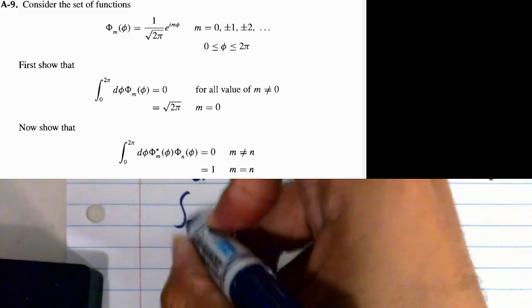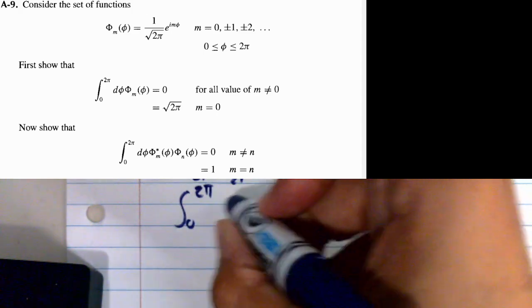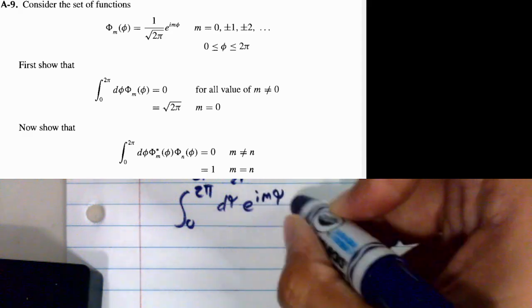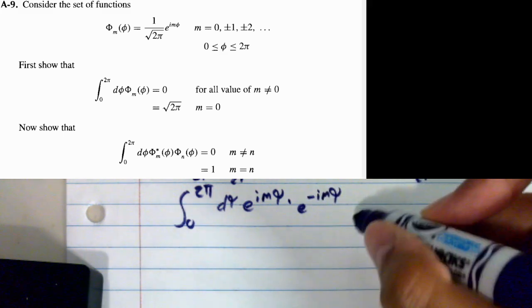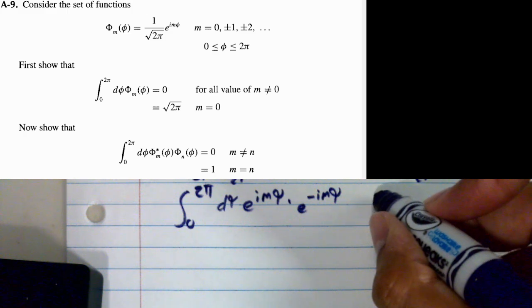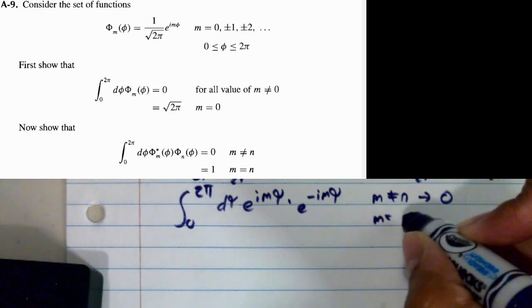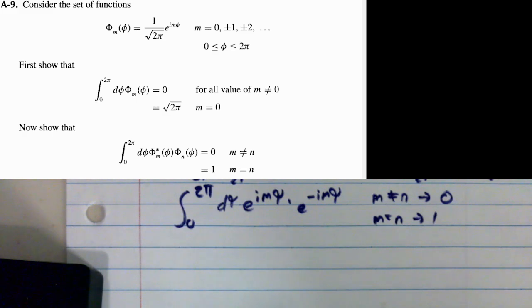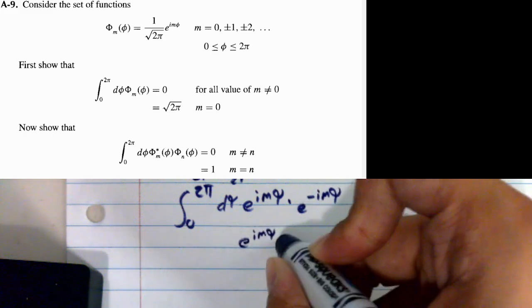Now, show that from 0 to 2 pi d theta of the conjugate, e to the i m theta times e to the negative i m theta would be the conjugate. If these are not the same, it's 0, but if these are the same, it's 1. Okay, the first one is extremely obvious why. The second one is extremely obvious why. If these are equal, you get 1. So if we plug in e to the m, it doesn't even matter what you pick.